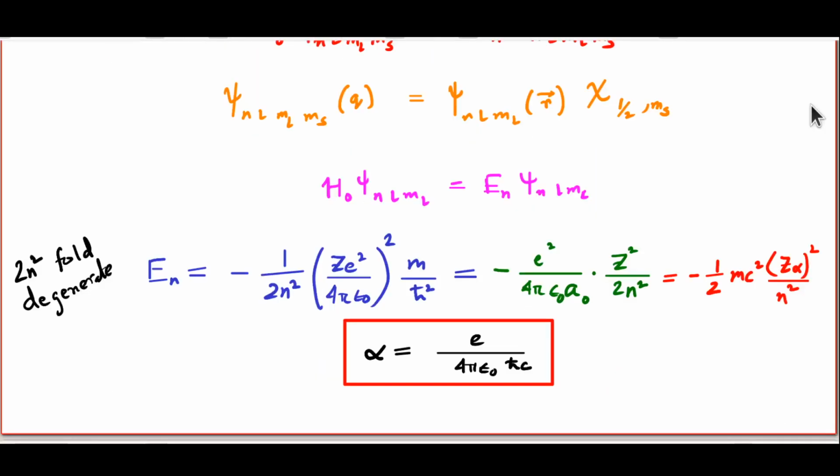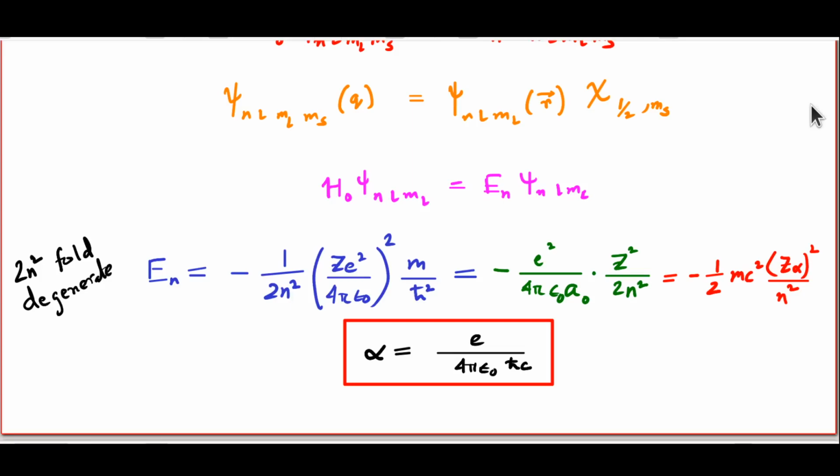Now the energy eigenvalues take a form which should be pretty familiar to all of you. It depends on 1 by n square, and the precise expression is Ze square by 4 pi epsilon 0 whole square times m by h cross square divided by 2n square with a minus sign in front. The minus sign of course tells you that the energy of the electron in the nth level is actually less than its energy when it's infinitely far away. And that of course proves that the electron is bound to the nucleus.